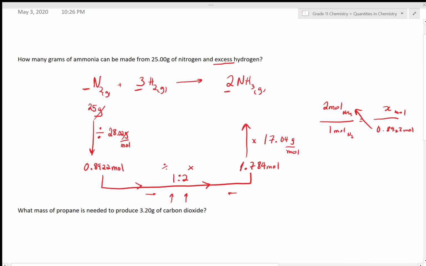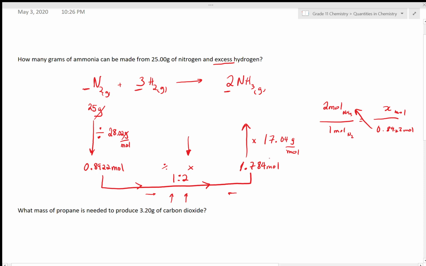And I understand the logic there, but remember that this 2 has already been accounted for in the ratio. We don't ever account for it in the number, in the molar mass. So all I'm looking for when I'm calculating these molar masses is the molar mass of one of those, 1 mole of that particular substance. That's why the units are grams per mole.